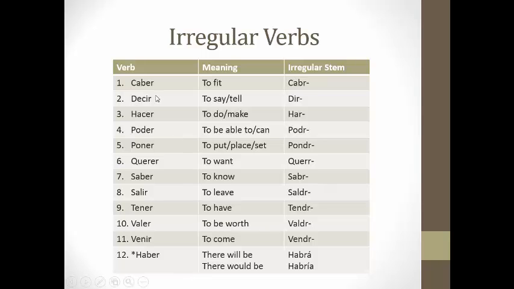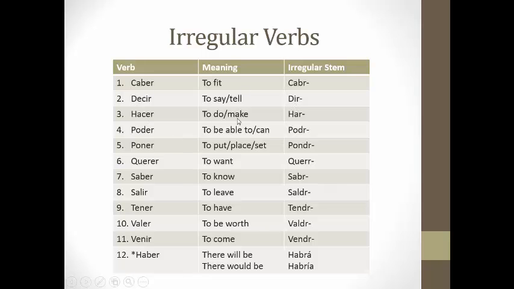Same thing would be for decir. If you were putting decir in the conditional tense, to say I would say, you wouldn't say deciría, okay? It would be diría. All right, so let's copy these down. Caber, to fit, its irregular stem is going to be cab. Decir, to say or to tell, its irregular stem is dir.